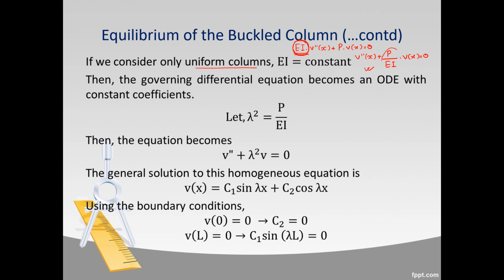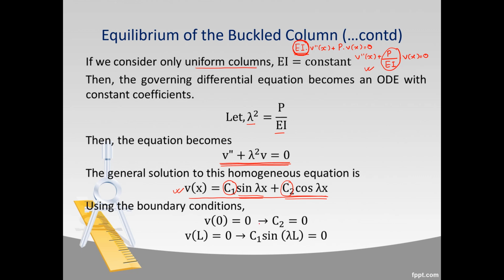Suppose P by EI is represented as lambda square, then your equation becomes V double prime plus lambda square V equals to 0. This is similar to the differential equation of a simple harmonic motion. So the general solution to this differential equation is given by this equation here. You should already know the general solution to this differential equation based on your undergraduate mathematics course. C1 sin lambda x plus C2 cos lambda x equals to V x. This is our solution. Now what we have to do is use the boundary conditions to determine the values of these constants C1 and C2.